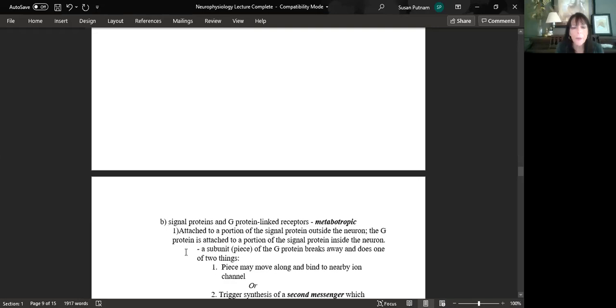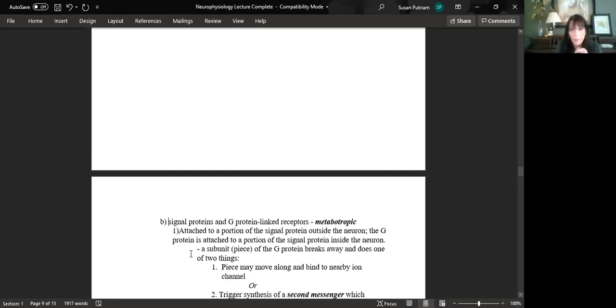And I apologize, but okay, the other kind of receptor, the one that has one end that is outside of the cell. Again, I'm going to try to do a little demonstration for you that will show this a little bit more clearly, but we have an illustration coming as well. Just get this down: signal proteins and G protein linked receptors. That's the other kind of receptor, and they're called metabotropic. I think that'll make sense in a minute.